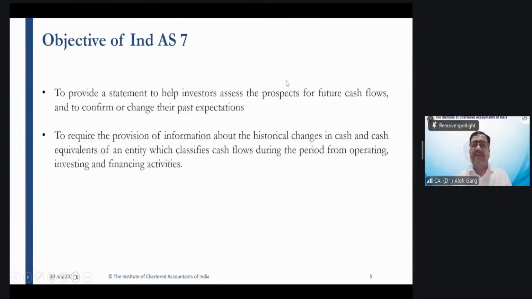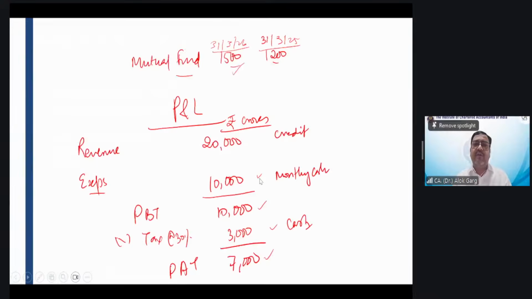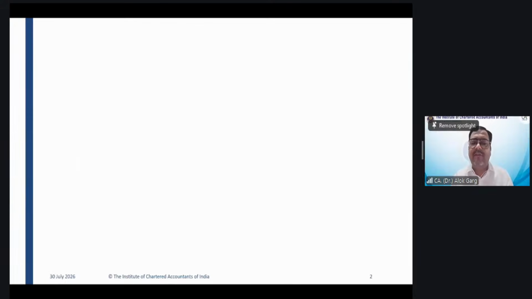So, my dear friends, all of you are aware about the structure of the statement of cash flows. Are you aware or not aware? Statement of cash flows. आपको पता है या नहीं पता है? Statement of cash flows. Okay. So Saminathan, you are absolutely right. Yes, negative cash from operating activity.